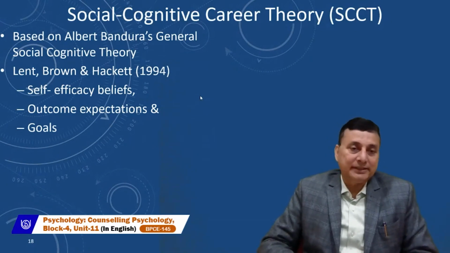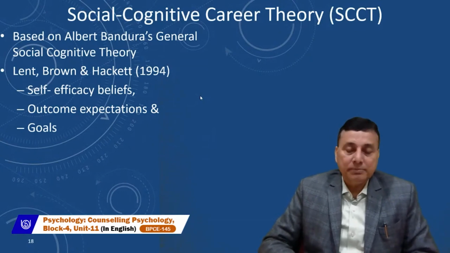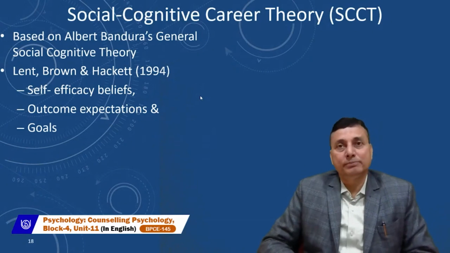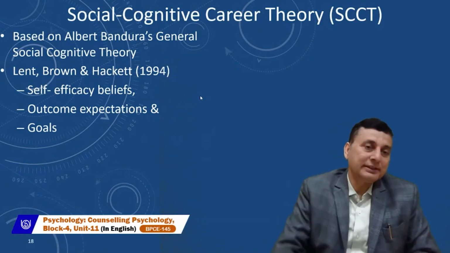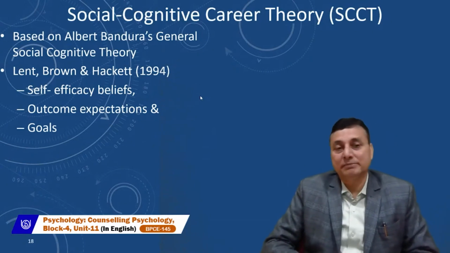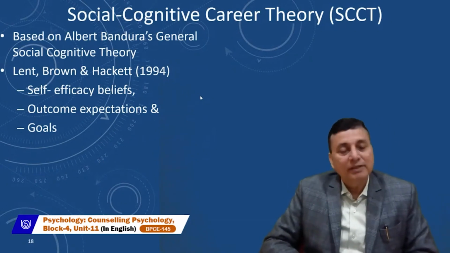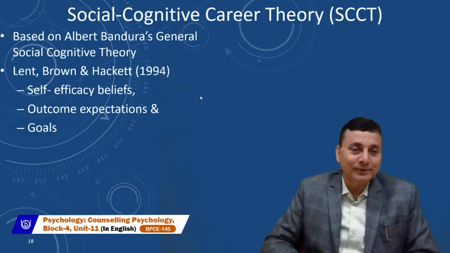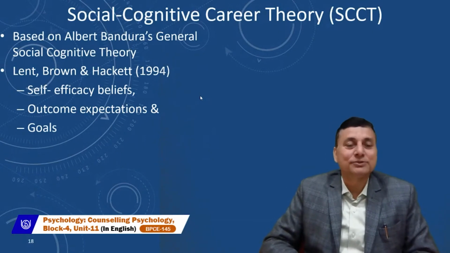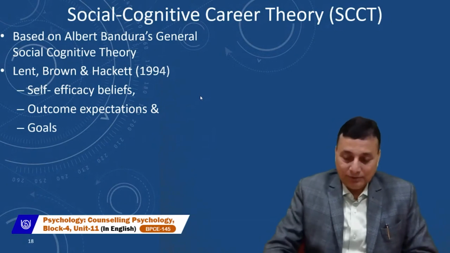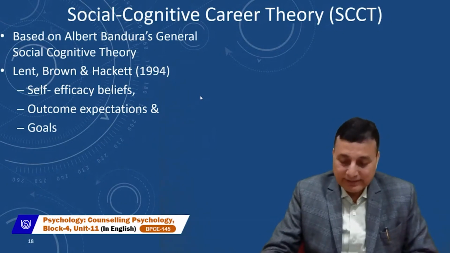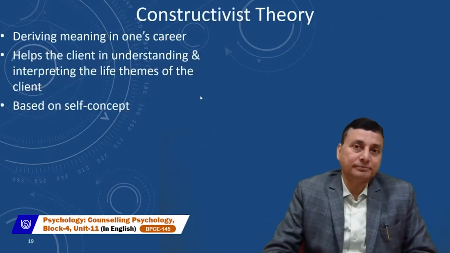Then outcome expectations. If the student thinks the outcome will be positive, they put in more energy. Suppose they think they may get more than 90% marks, they will study more. But when they think that even though they work hard, they will not get more than 60% or 50%, they will study less. And then goals. Goals also motivate the students to achieve.